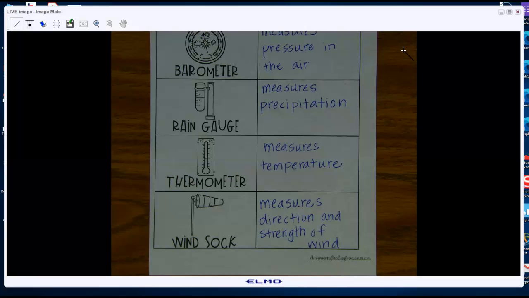Is it a real strong wind? Is my windsock going crazy? Is it just barely moving? Then the strength is just really light, right? And if this windsock's not moving at all, then there's no wind.